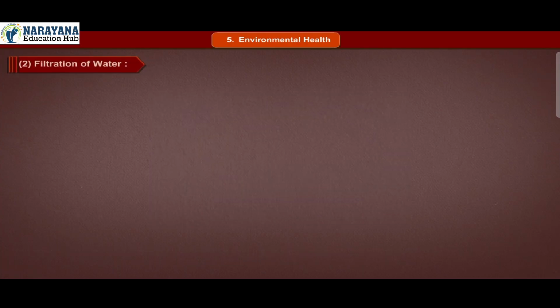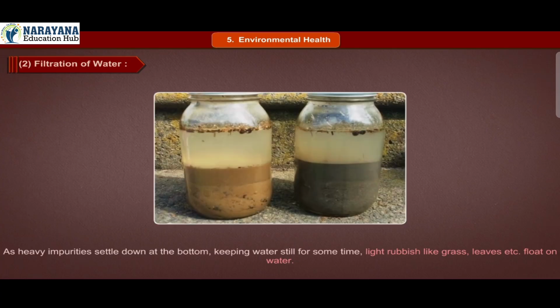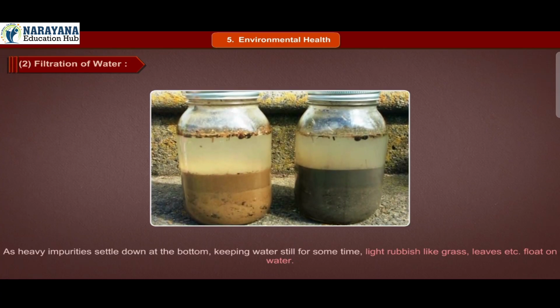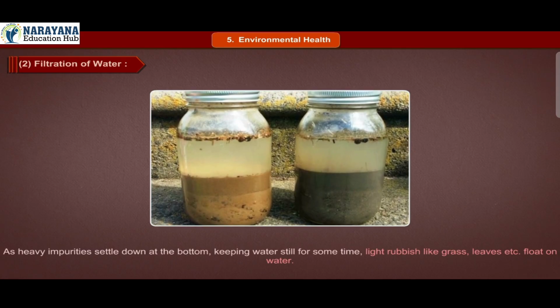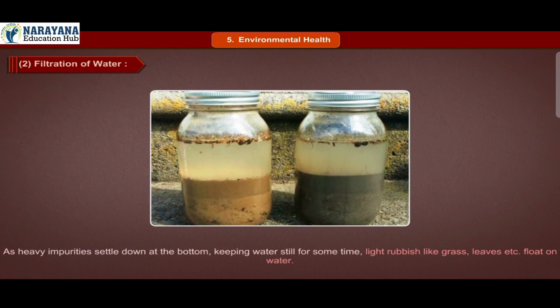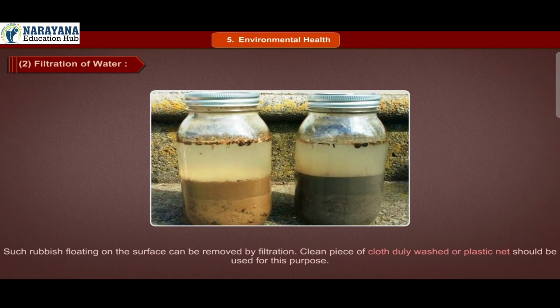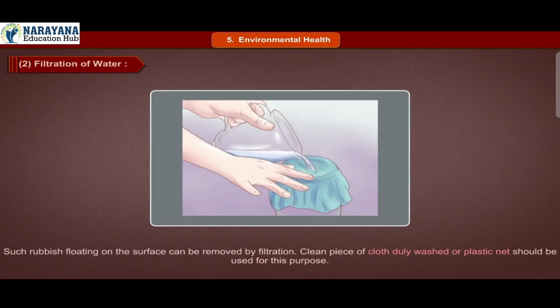2. Filtration of water. As heavy impurities settle down at the bottom when keeping water still for some time, light rubbish like grass, leaves, etc. float on water. Such rubbish floating on the surface can be removed by filtration. A clean piece of cloth duly washed or a plastic net should be used for this purpose.